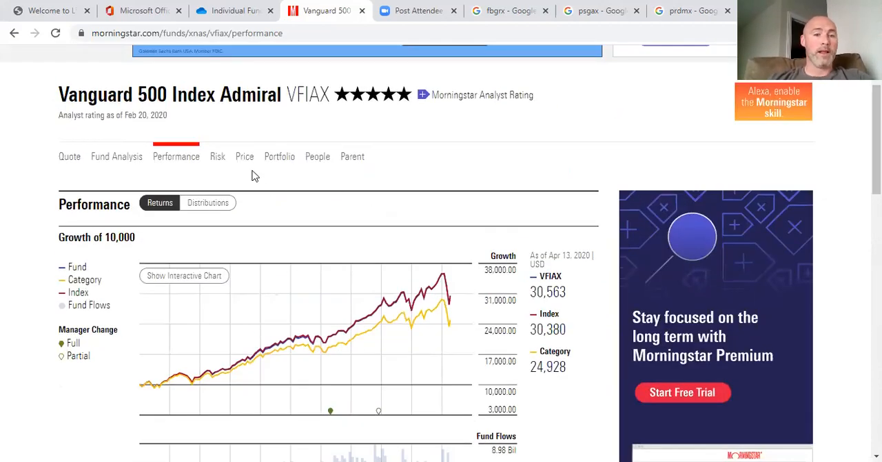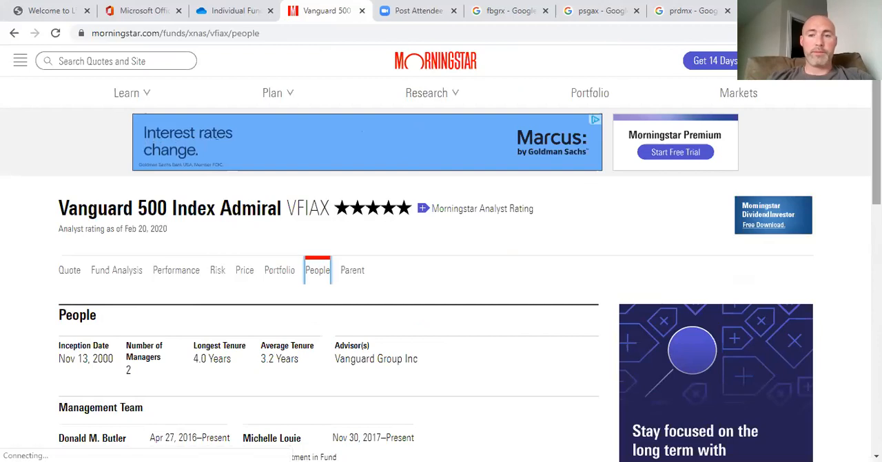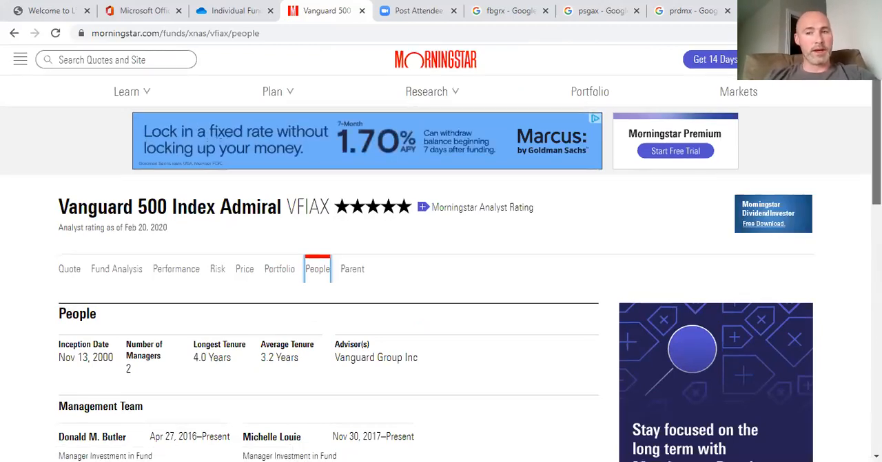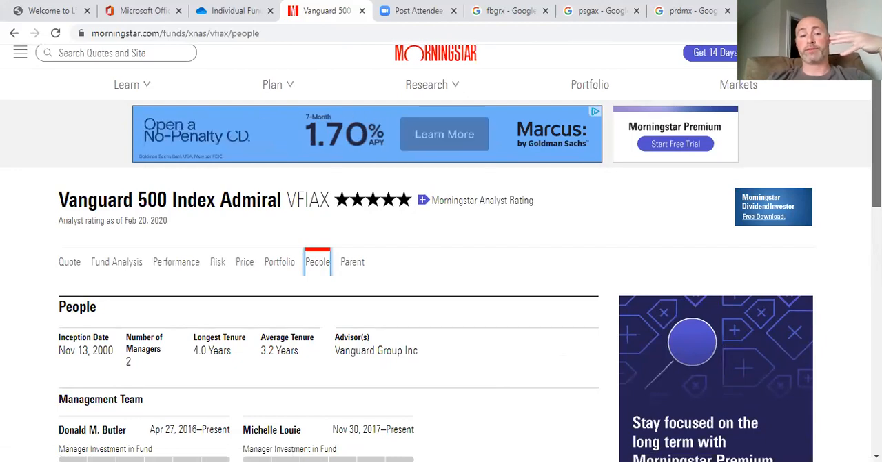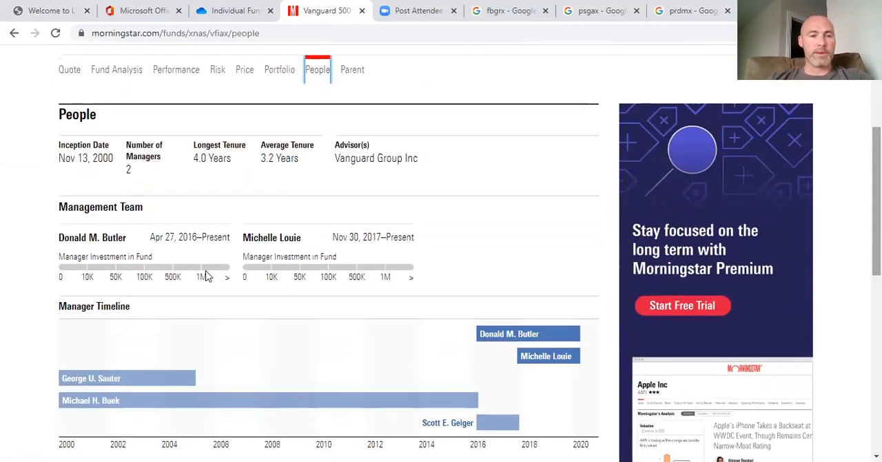Another thing I'm going to look at is I'm going to click on the People tab. Remember yesterday's assignment, we talked about a dude named Andrew Sleeman, and it says 4 years, okay? Now, I click on the People tab. This is the people that run the show. I scroll down a little bit and I got a dude named Donald M. Butler, okay? And I got another person named Michelle Louie. Doesn't mean much to me. It says there's 2 managers on this portfolio, and the longest tenure on this portfolio is 4 years, okay? I don't really see too much here that's very impressive.